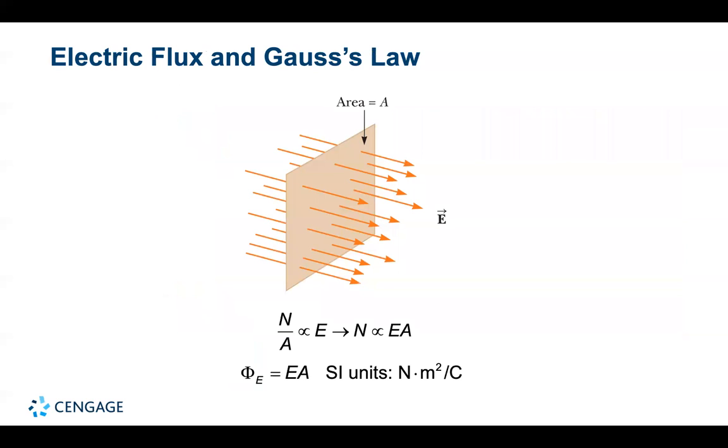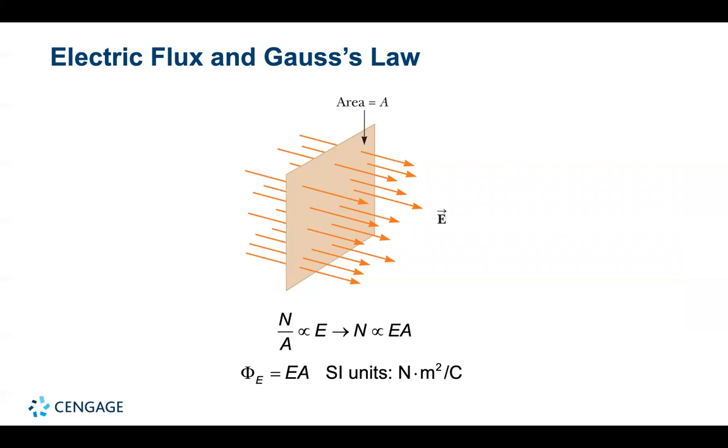So in this figure, as we look at electric flux and Gauss's law, the field lines of a uniform electric field penetrate a plate of area A perpendicular to the field. The electric flux Φ_E through the area is equal to EA.